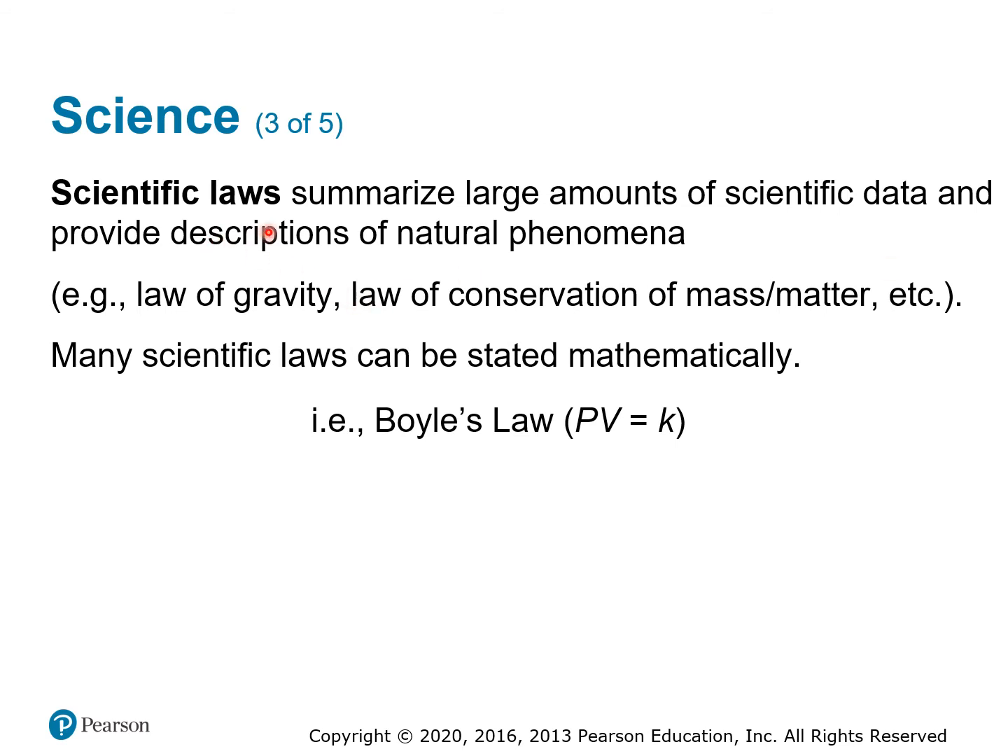Scientific laws is another term that we often hear about. These laws summarize large amounts of scientific data, and from that data provide a description of the natural phenomenon. Scientific laws are universal. That means whatever you are observing here will be applicable in any other part of the universe as well. Mostly we are talking about our universe. For example, the law of gravity is applicable in the US, and also in any other part of the world or the universe.